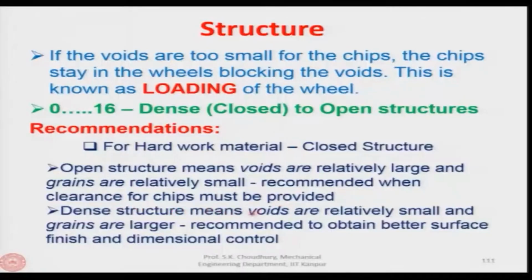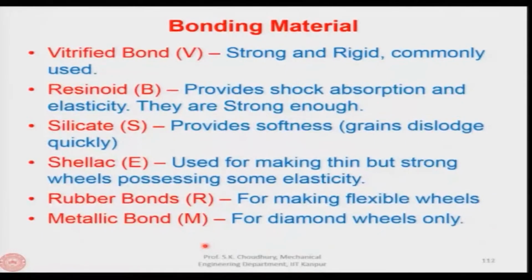Dense structure means voids are relatively small and grains are larger, recommended to obtain better surface finish and dimensional control. Okay. So, for example, by dense we mean 12, 13, 14 and so on up to 16. So, those are for better finish and for more dimensional accuracy.